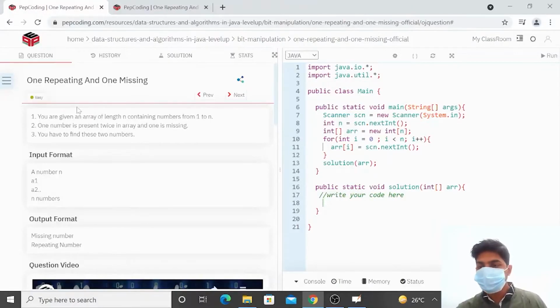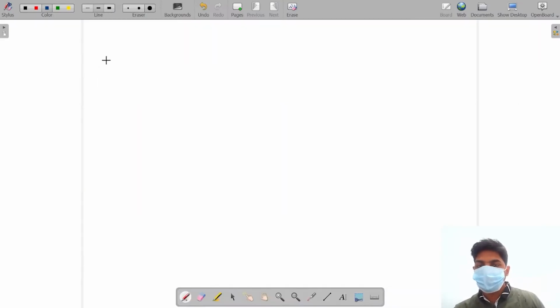Hi guys. So in this video we will be solving this problem, one repeating and one missing. Okay, so let's first understand what the problem says. The problem says that we will be given an array of length n. So let's suppose n equals 5 for now.